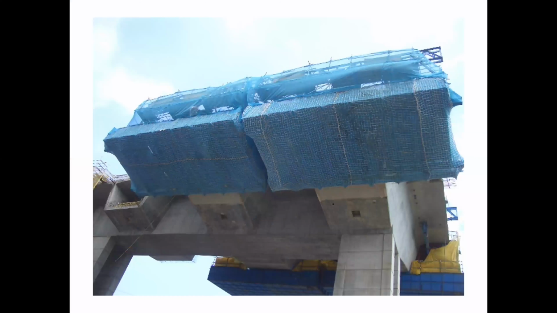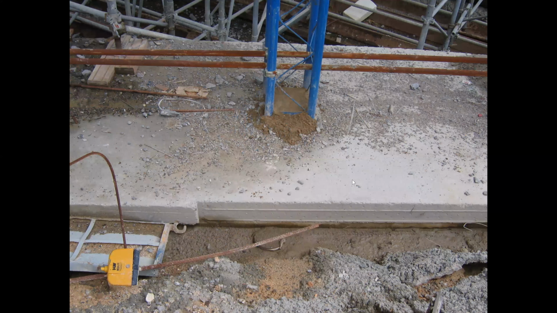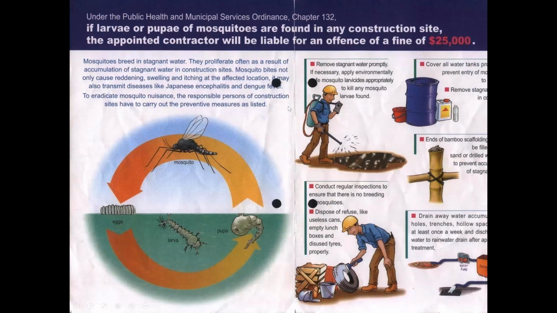They put a net below, underneath the box girder, so that particles should not fall down. Safety net. When we were visiting the site, we saw that they were filling these with sand base. So we asked them why they were putting sand here.